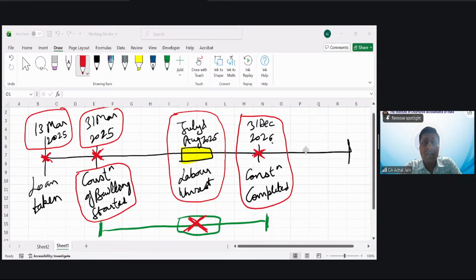In the given example, I clarified that the development work has not yet started. The loan is taken, but as far as the building is concerned, nothing is happening. Clear? So that's understood, why you will not be able to capitalize.